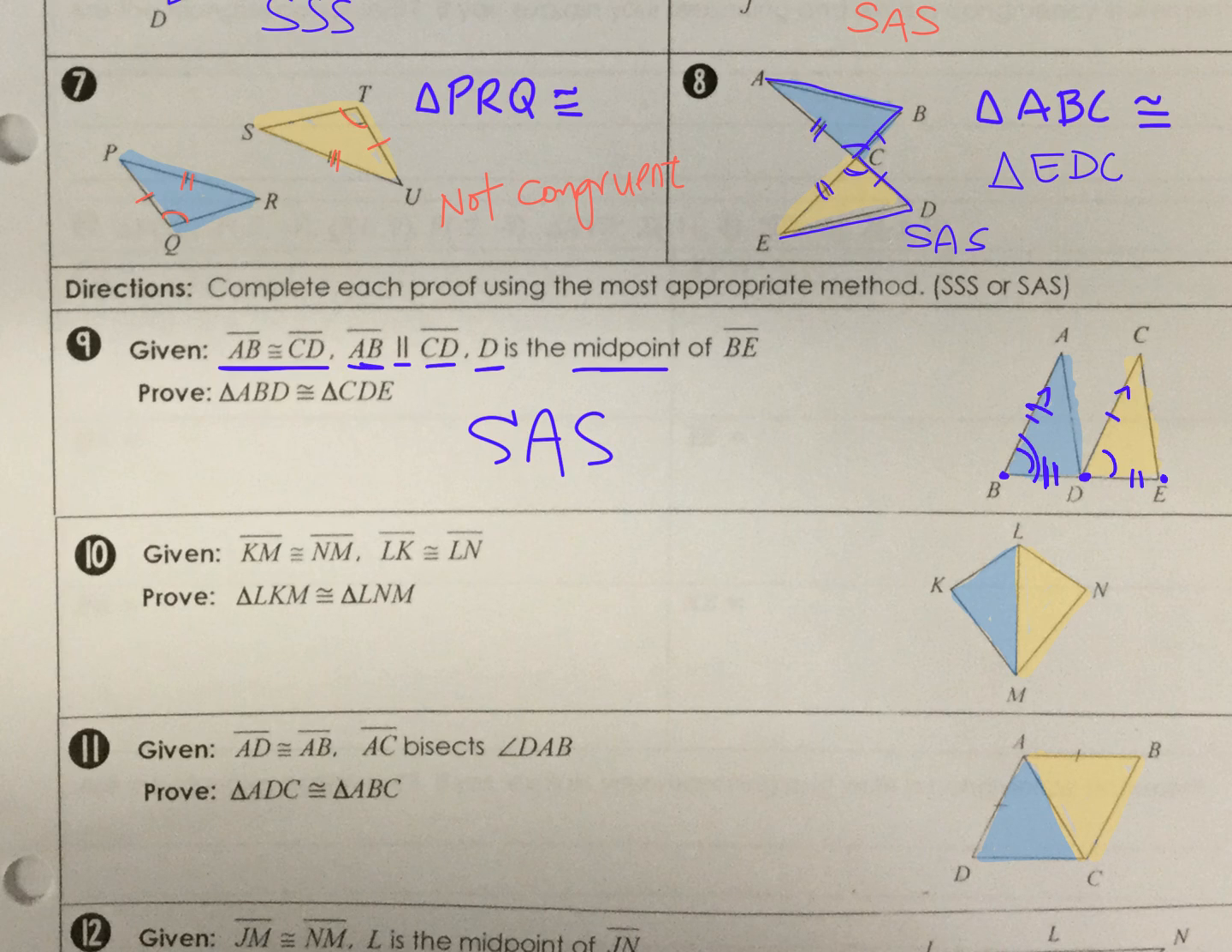On number 10, I have a shared line. I'm going to go ahead and mark it because I know it's congruent. KM is congruent to NM, so they get 1 mark. LK is congruent to LN. They get 2 marks. So now the way these are marked up, this is going to be a side, side, side.